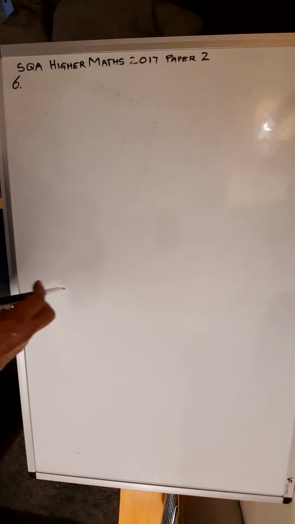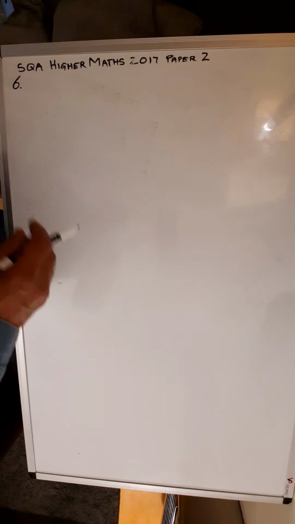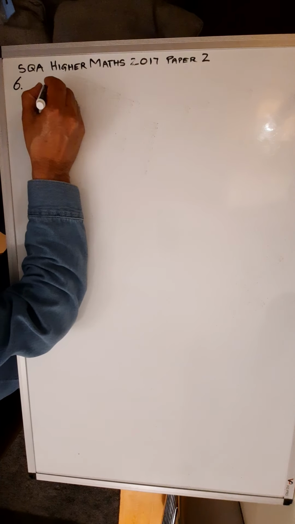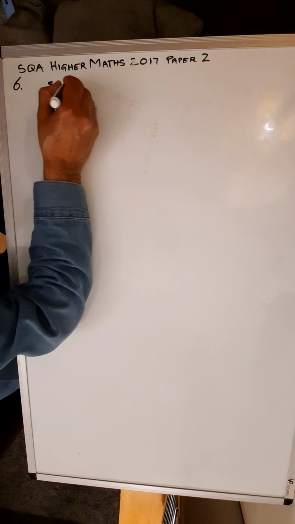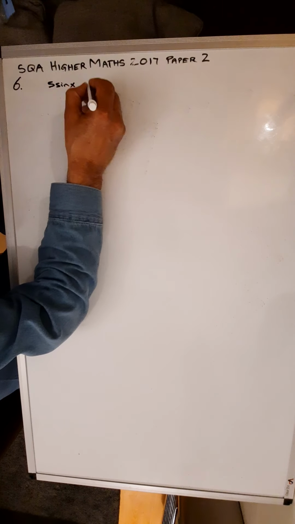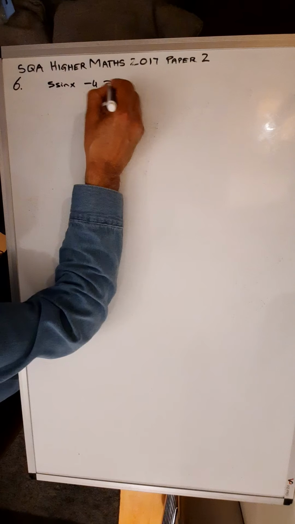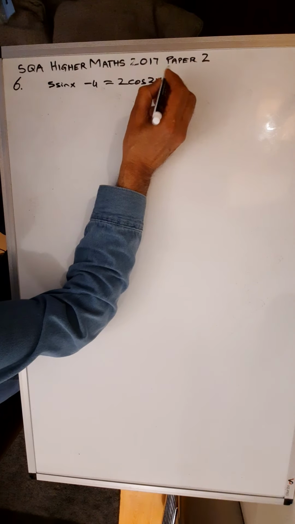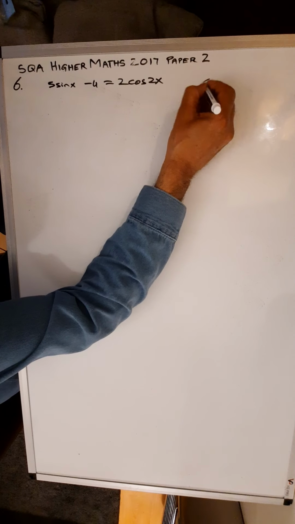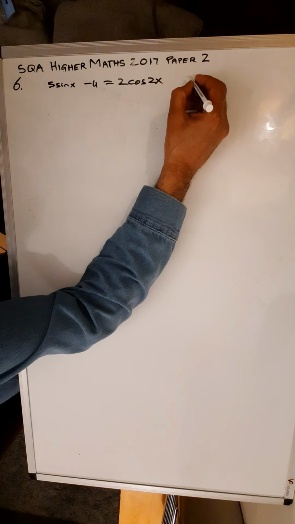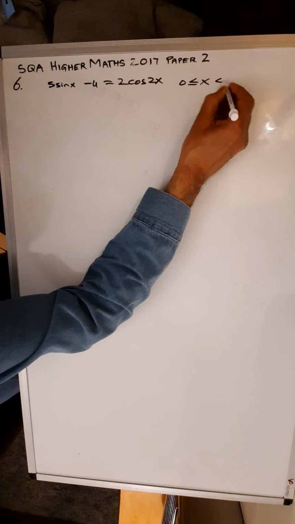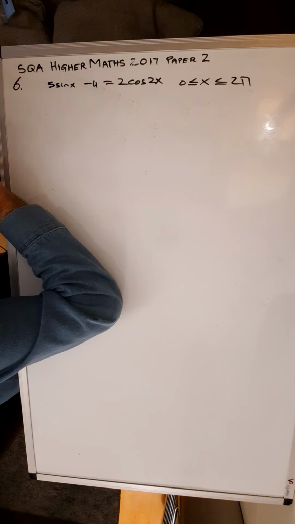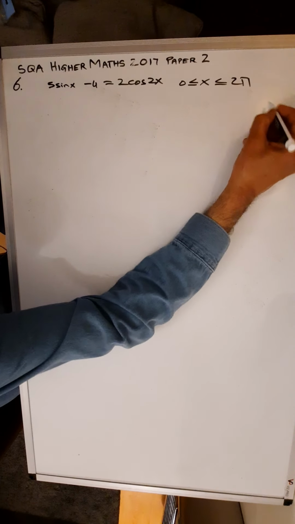SQA Higher Maths 2017, Paper 2, question number 6. Solve 5 sin x minus 4 equals 2 cos 2x, for x greater than or equal to 0, less than or equal to 2 pi. So you need to remember you're working in radians here. This is for 5 marks.